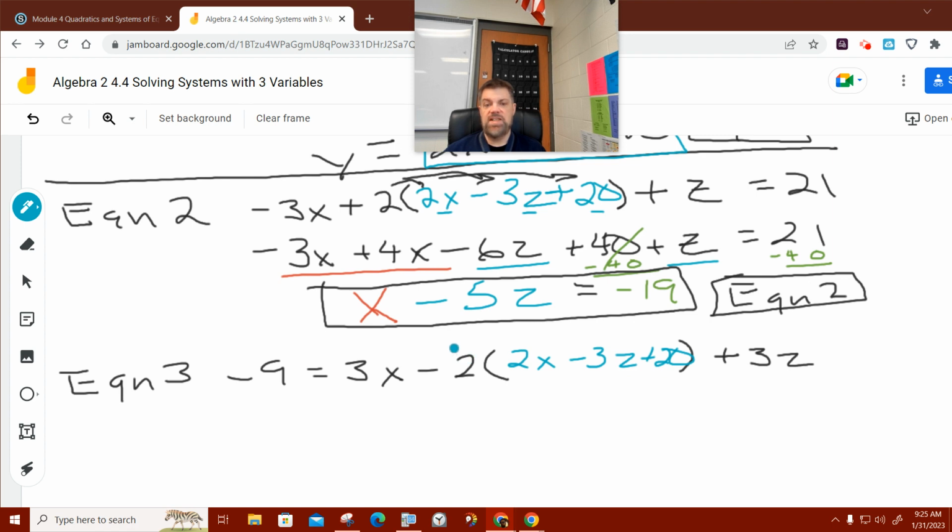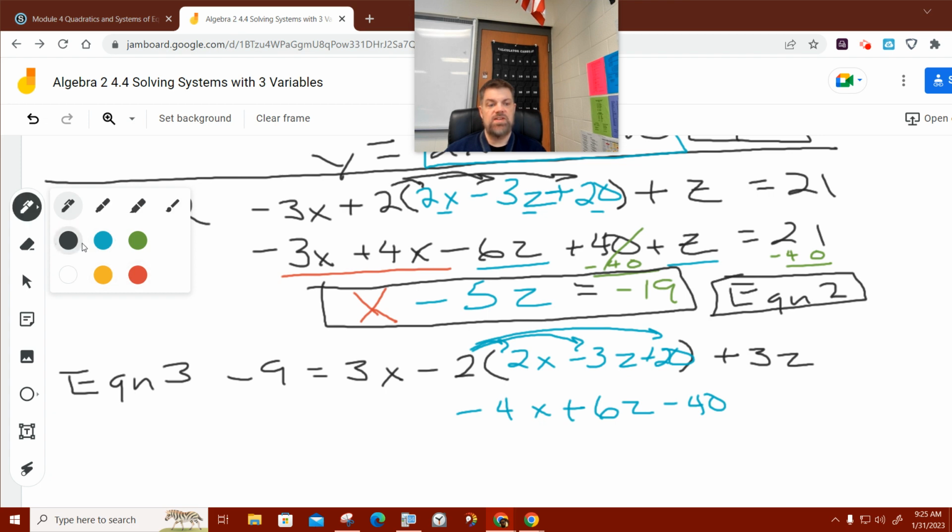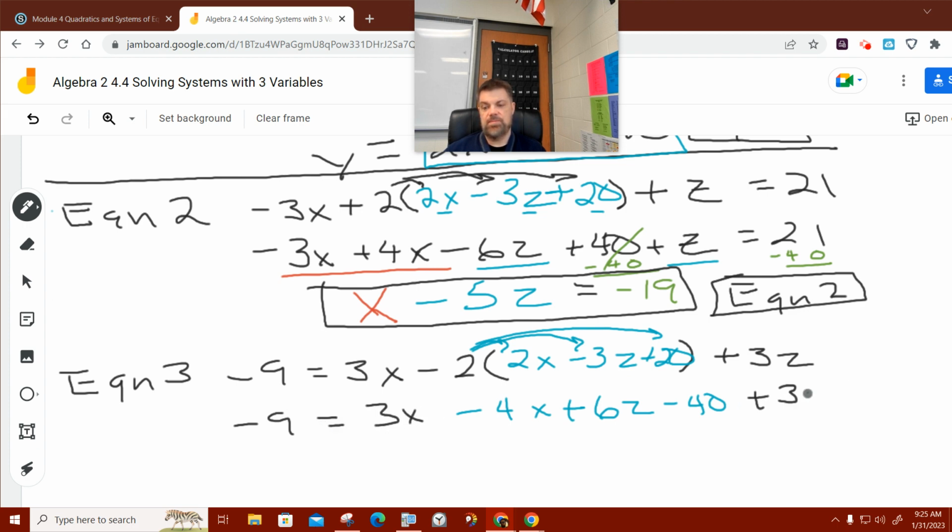Now the reason I'm doing that is, if you notice, now I don't have any more y's left. So I'm going to push the 2 through. This becomes a negative 4x. Going to push the 2 through here. Negative 2 times negative 3 is a positive 6z. Negative 2 times positive 20 is a negative 40. So when I push that 2 through, that's what I get. Everything else just drops down. So this is still negative 9 is equal to 3x plus 3z.